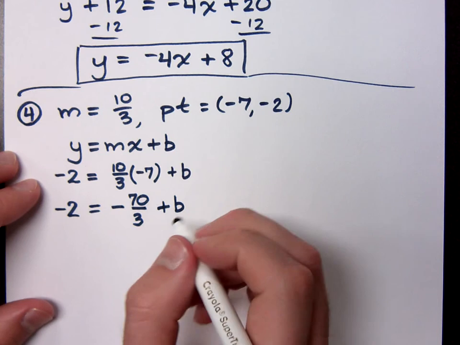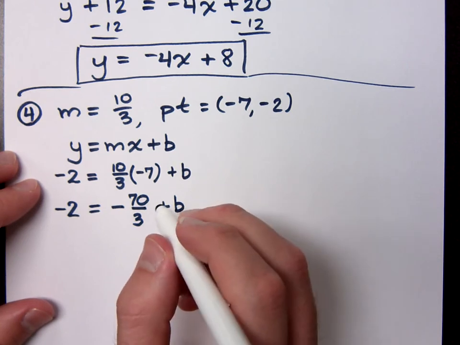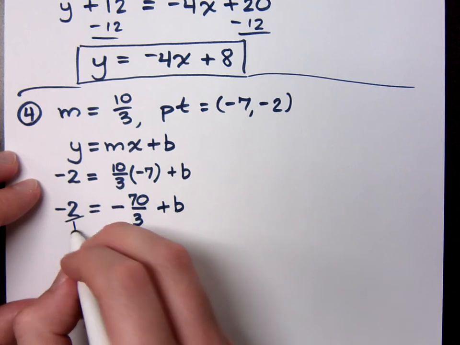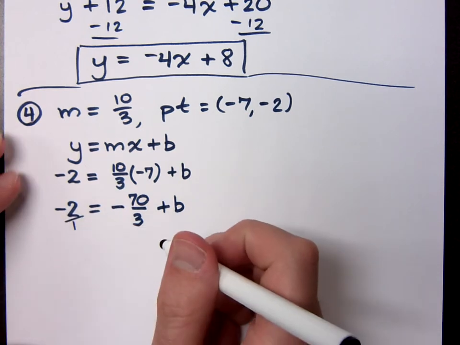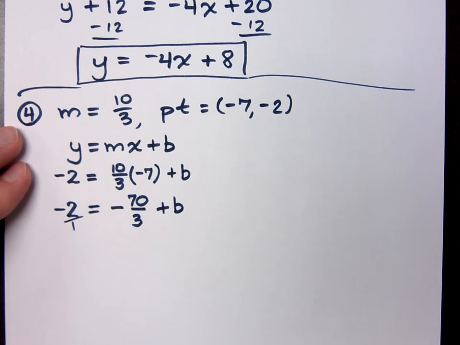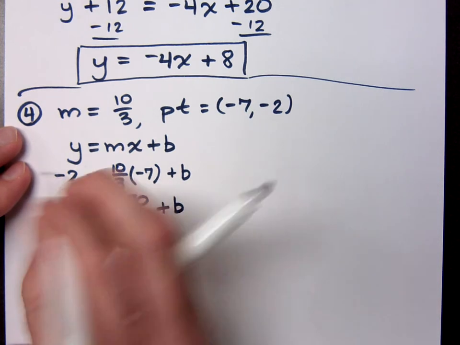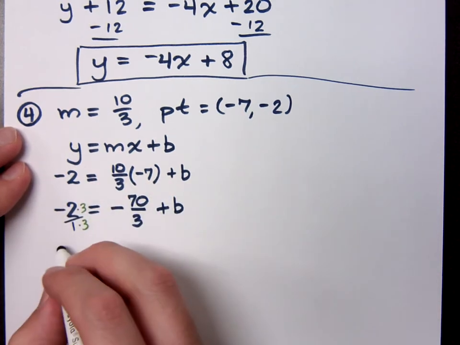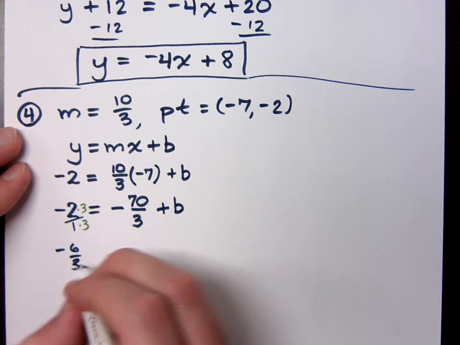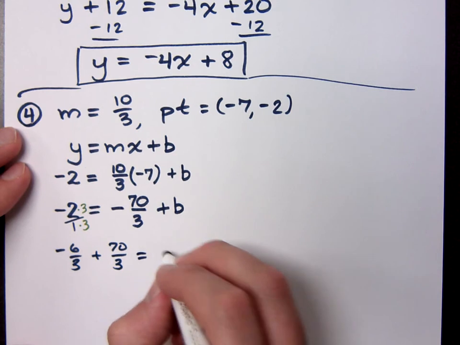No calculator. Be a brave little toaster. You don't need to worry about 70 divided by 3. Keep it as a fraction. I can look at 2 over 1, convert this guy to thirds by putting in the missing factor of 3. So really what I have here is negative 6 thirds. That's going to be plus 70 thirds when I move that term over is equal to b.